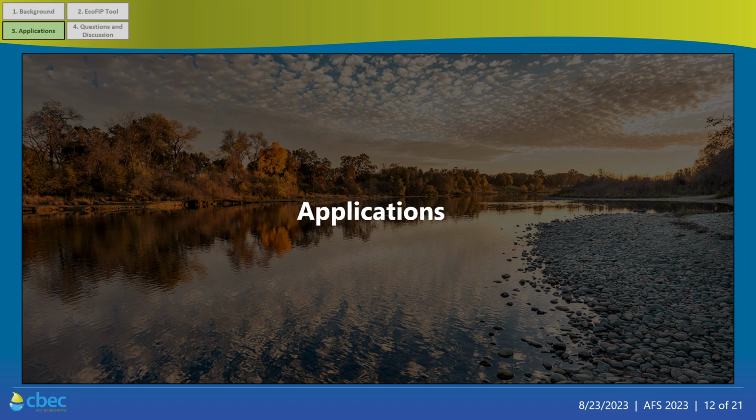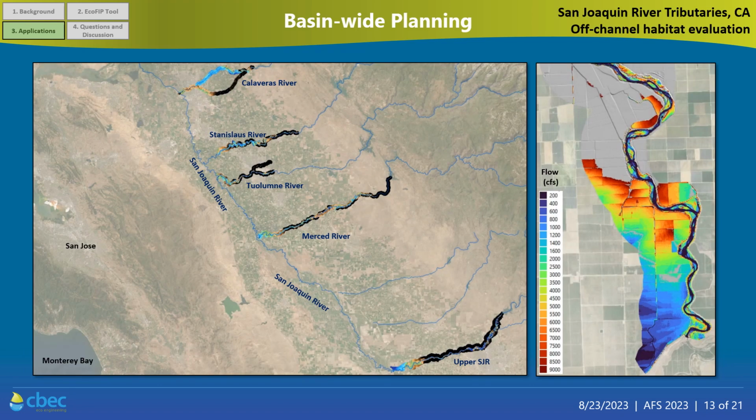And now I just wanted to show a few different applications of us, largely in the state of California, applying different portions of the EcoFIP tier matrix that we looked at. One of the ones that we're currently working on right now is this basin-wide planning study for tributaries of the San Joaquin River in the southern Central Valley of California for the California Department of Water Resources.